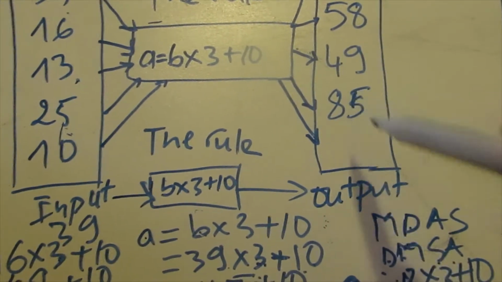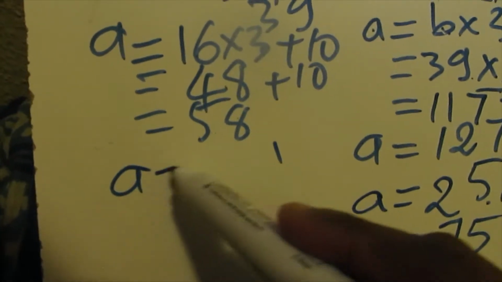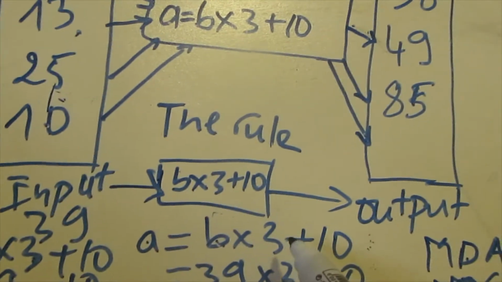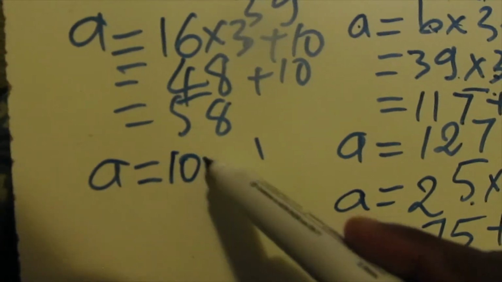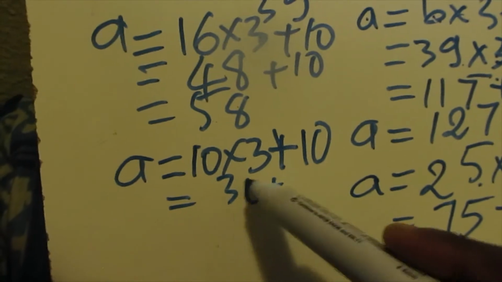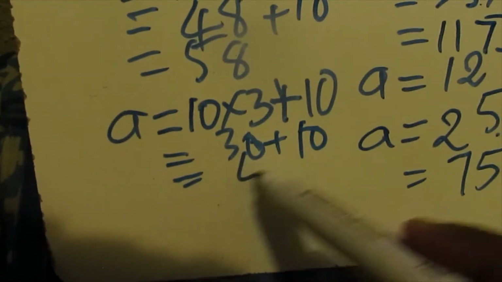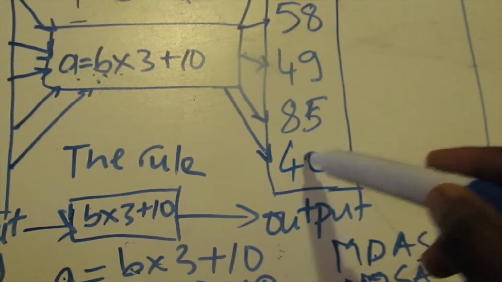To write our 85, then the last one, our input is 10. Then we go again with the same law. A equal to B, so we replace the value of B, the input. So we get 10 times 3 plus 10. We know that 10 times 3 is 30. 30 plus 10 equal to 40. So our last input here, output equal to 40.